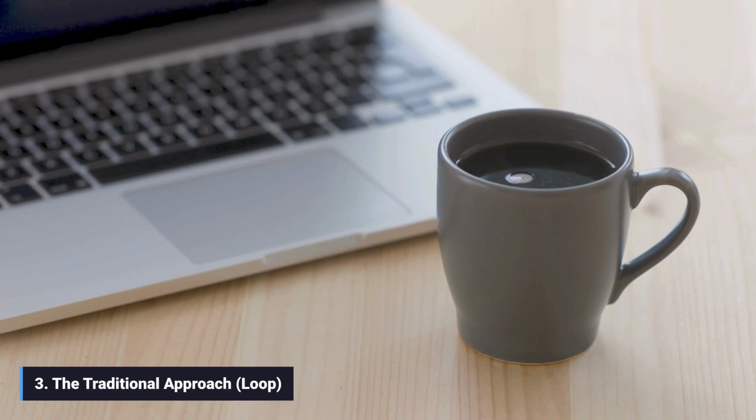3. The traditional approach. For comparison, achieving the same result using a traditional for loop is much more verbose. It requires initializing an empty string and concatenating characters from the original string in reverse order. While functional, it is less readable than slicing.